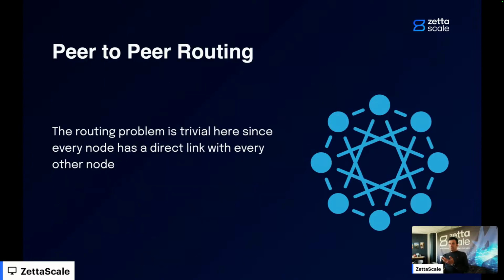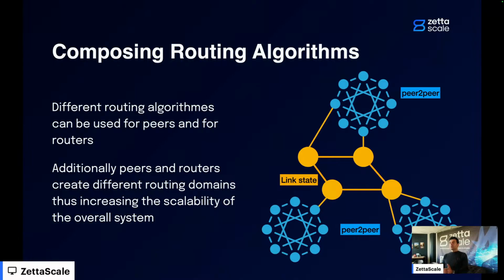For peer-to-peer routing, the routing problem is trivial, right? Because in fact, I have a direct link with everyone else. So I just need to know where there are the matches and then just forward data on the right link. Now, the interesting thing is that you can compose routing algorithms. Okay, so I can use different routing algorithms, and in fact, this is, as we will see, the default for peers and routers. And additionally, peers and routers create different routing domains. So even if I was to use the same class of routing algorithms for peers and routers, they are still different domains, which is important for scalability.